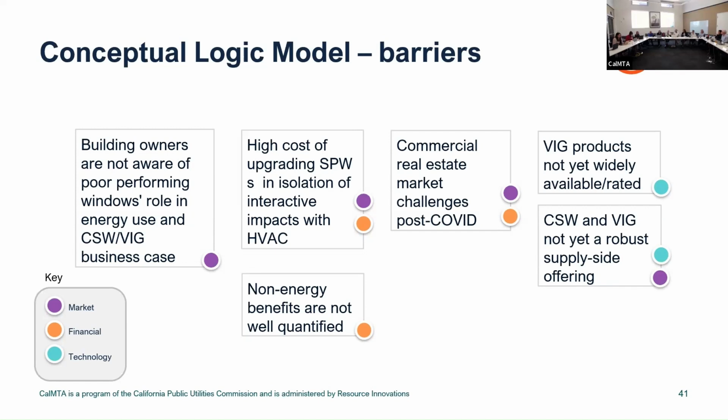Supply side, I'm sorry. The key there is, you can't read it from here, so what is it? Market is purple, financial is orange, and technology is blue. Yeah, we're kind of springboarding off what was similar in the earlier one, where companies were grouped up.